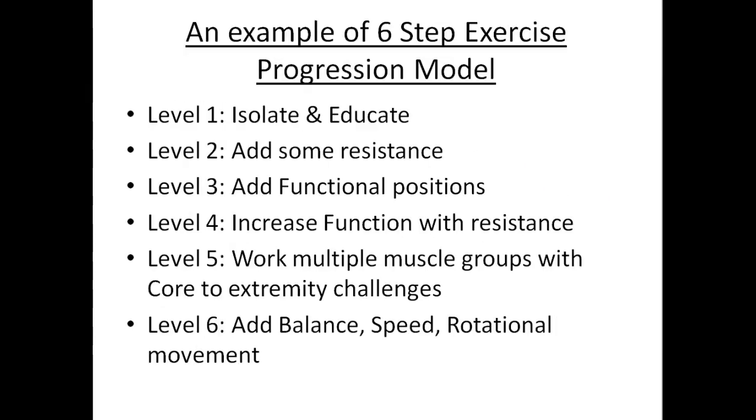Okay, so here's a 6-step example of a progression model. We start by educating the patient so that they can isolate the muscle. Say, for instance, the quadriceps: we start by getting them to just tense the quads, which might be painful after they've had knee surgery. Once they're happy being able to isolate that movement, we can then add a bit of resistance. From that resistance, we then move into a functional position. Then we move into a functional position with resistance. Then we add multiple muscle groups, challenging the patient from core to extremity.